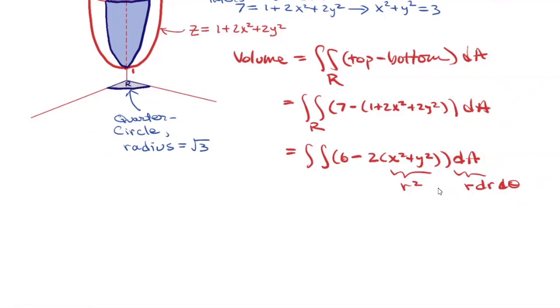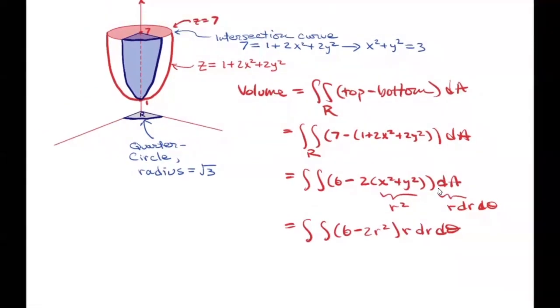Is everybody okay? This is actually an easy integral now, if you look at it. So it's just 6 minus 2r squared, and then we'll put the r, and then dr d theta. Okay. And then for r, we can graph the region now, I guess. It's just in the first quadrant that we're integrating over.